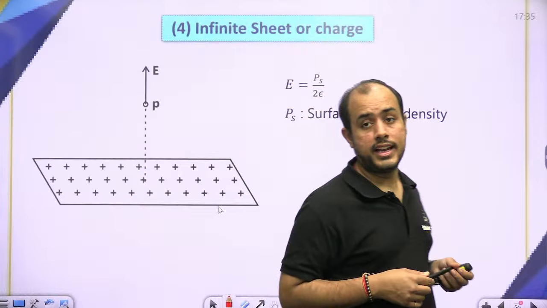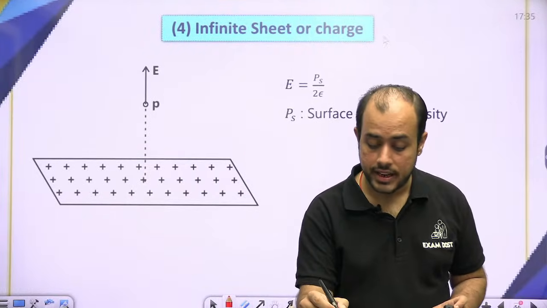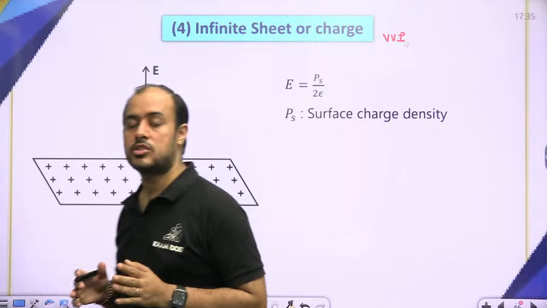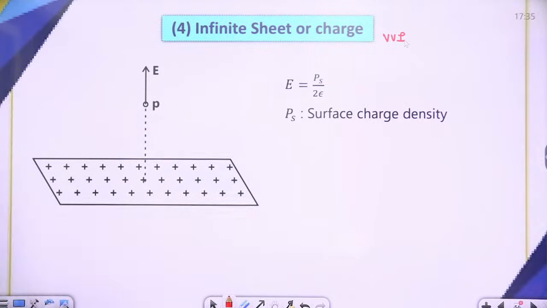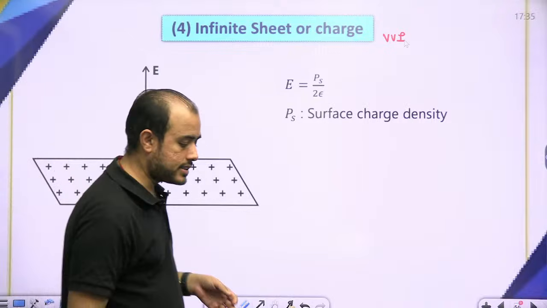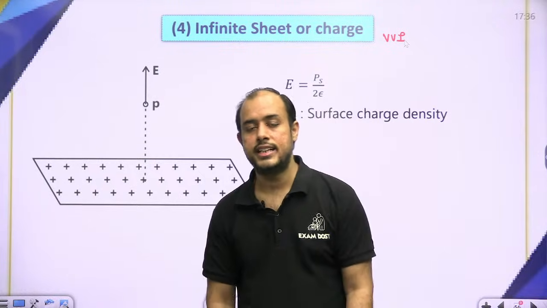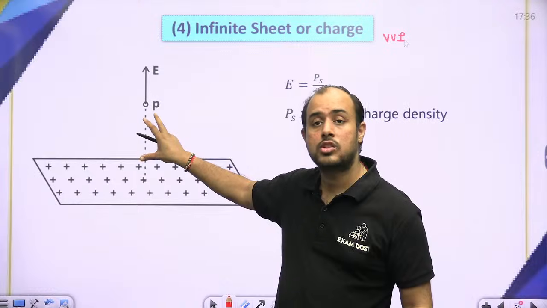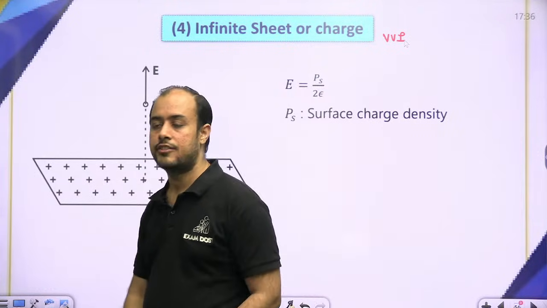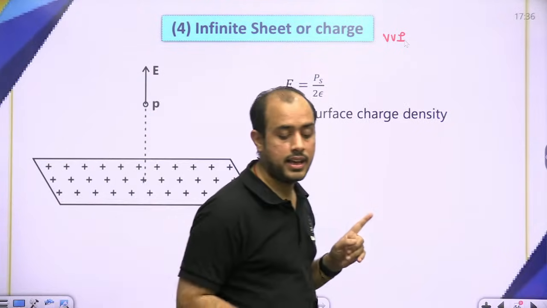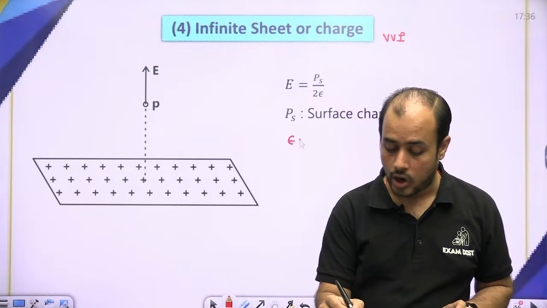ठीक है बेटा। Now infinite sheet of charge. This is very important beta. At an infinite sheet of charge, electric field is always perpendicular to the sheet. Now beta, what is the meaning of infinite sheet? Again, infinite sheet meaning is the size of the sheet is much larger than the distance of the point where you are calculating the field. Now for infinite sheet, the charge density is the surface charge density and epsilon is the permittivity of medium.